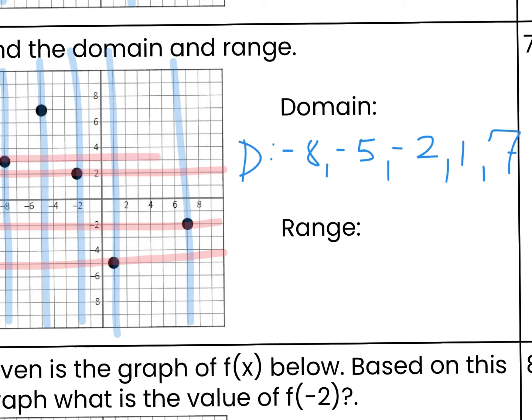And I'm going to list them from bottom to top. So my range starts at -5, then -2, then 2, 3, and 7.